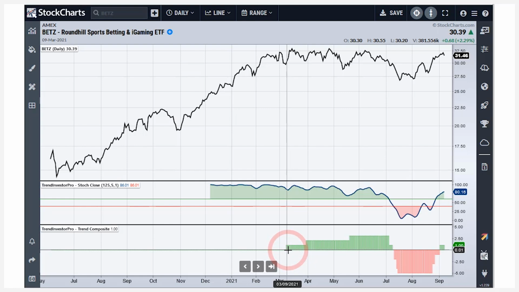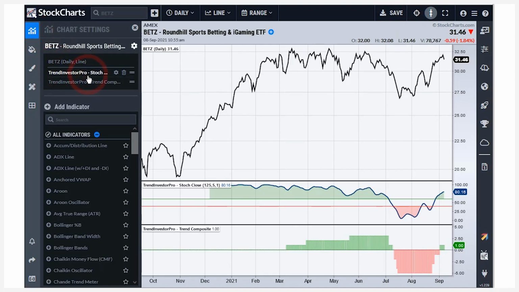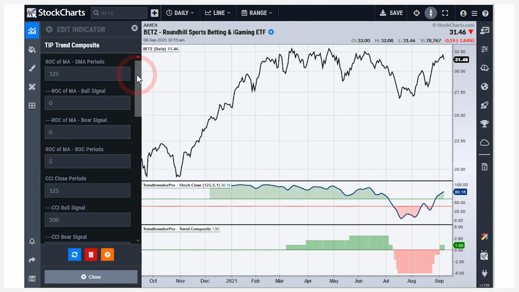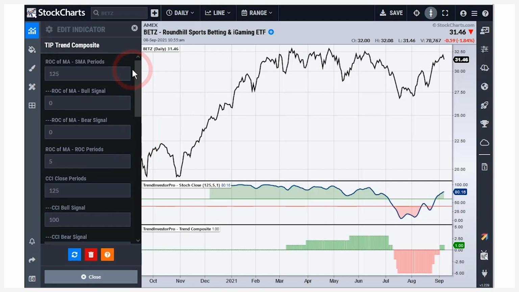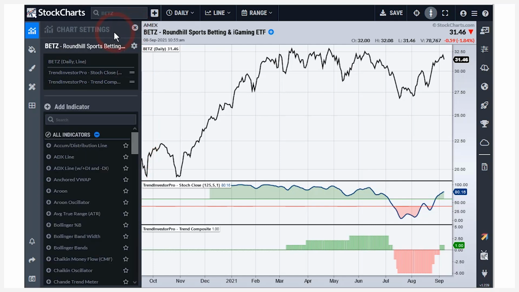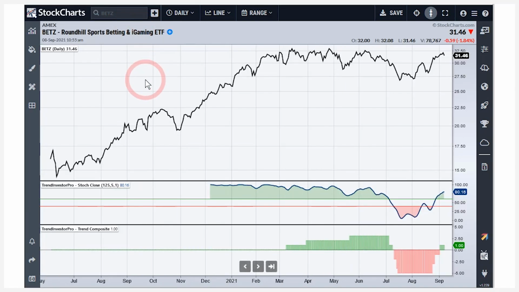And that is because you needed more data to actually get this indicator going, because this is a relatively new ETF. Over on the upper left-hand side, I'm going to open up the chart settings, and there you can see the two indicators. So there's Trend Composite, and you can change all of these settings for the 5 indicators. And I'm not going to do that now. I'm just going to use the default settings. I'm looking for this 3 to 6 month time frame to catch trends.